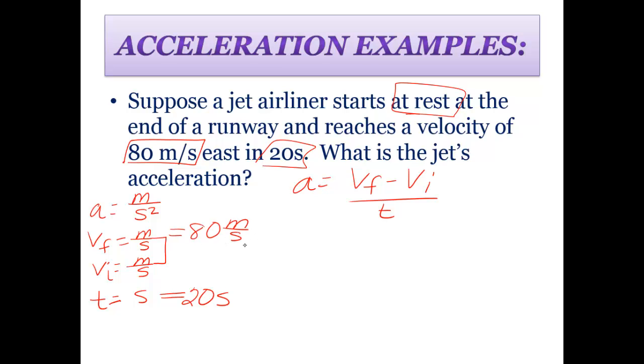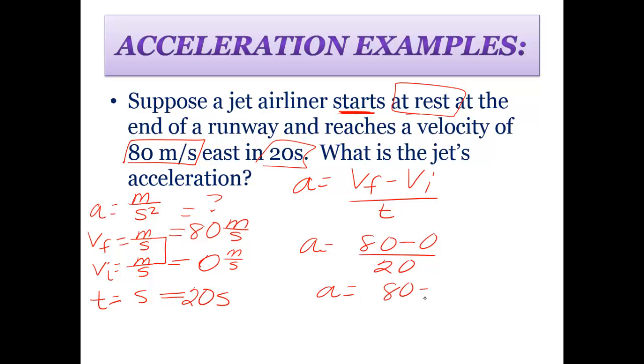Now it says it starts at rest, so that means we're starting at 0. That means we're finding A. So A is going to be equal to 80 minus 0 over 20, or basically 80 over 20, which is going to be 4, and the label is going to be meters per second squared.